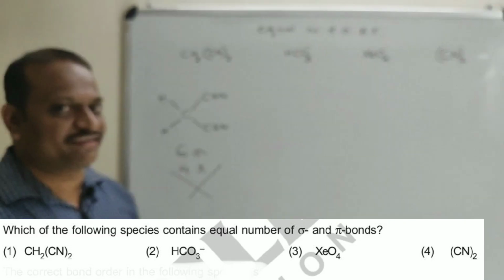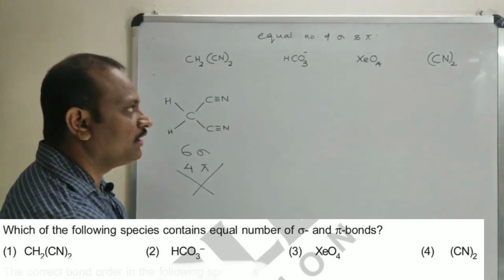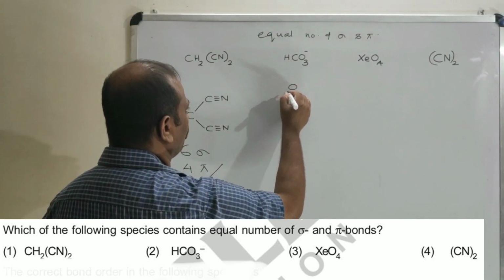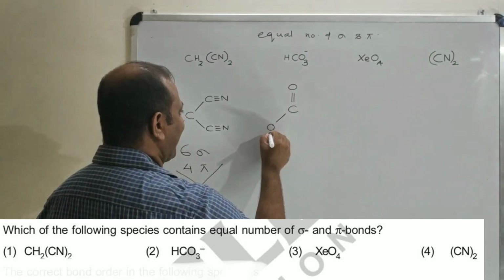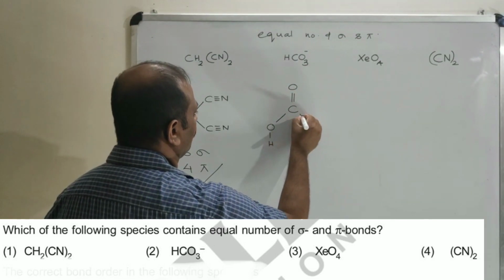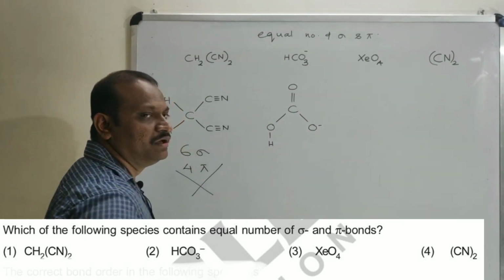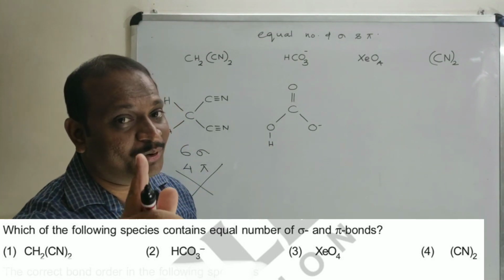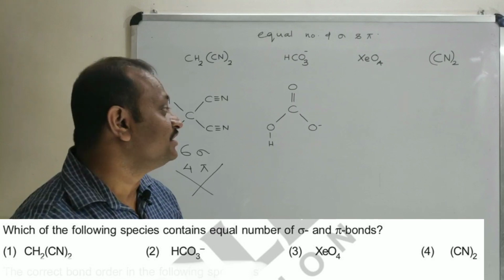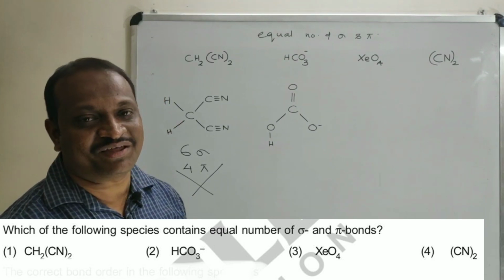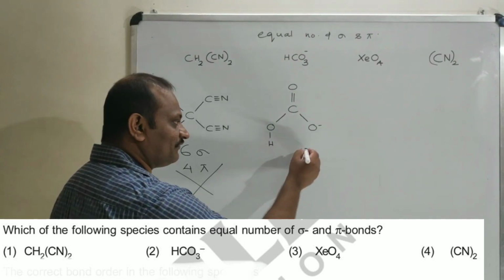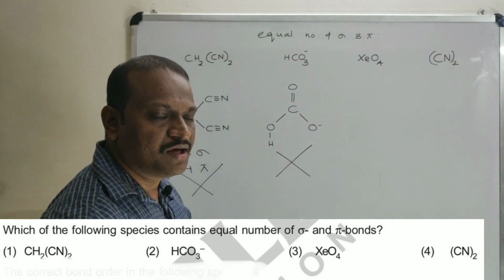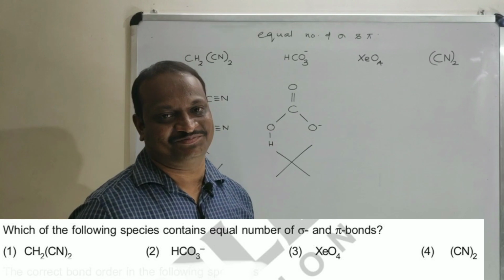And let's go with the next structure, bicarbonate. In bicarbonate, you can see that we have C double bond O, then OH, then we have an O minus. By looking at this compound, you can see that we have only 1 pi bond and almost 5 sigma bonds are coming there. So definitely you will say that this is not your answer. And let's see the next compound.